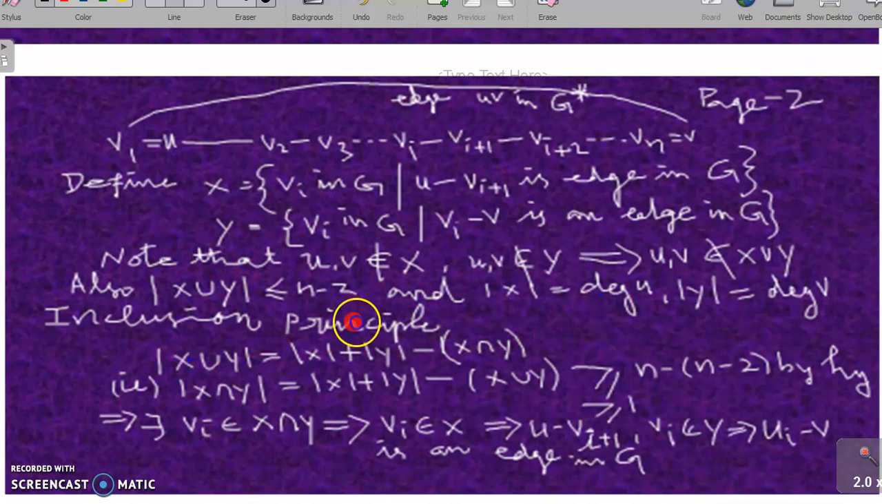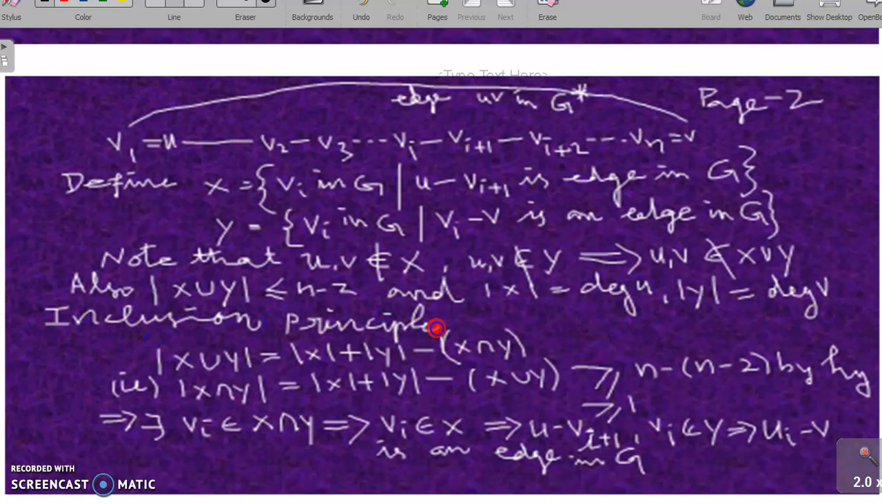Also, you look at that this X union Y is always less than or equal to n minus 2, because we have taken n as the total vertices of the graph. The two vertices U and V are not coming into the set, therefore n minus 2. So the total vertices in X union Y must be less than or equal to n minus 2. Also note that the size of X is equal to the degree of U, and the size of Y is the degree of V.